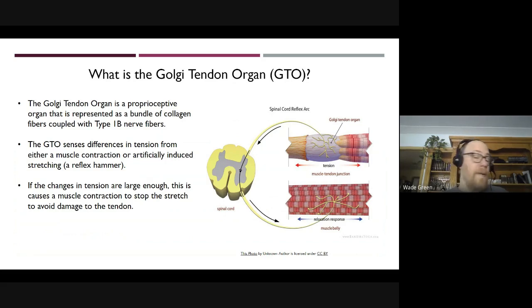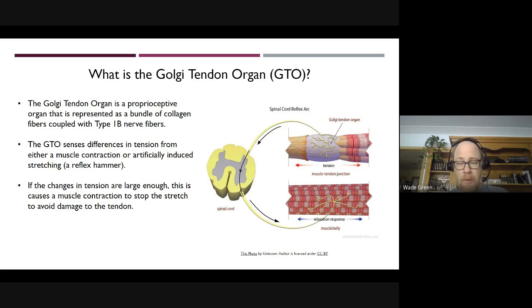Now, in the event that those differences in tension are large enough, that causes a muscle contraction to happen. So it causes the muscle to contract to stop the tendon from lengthening any further. There's almost kind of this protective mechanism, in that we don't necessarily want the tendon to lengthen to the point where it might, God forbid, tear. So the muscle itself contracts to stop the lengthening of the tendon, and that's where we get that classic jerk, upward swing of the leg after tapping the tendon.